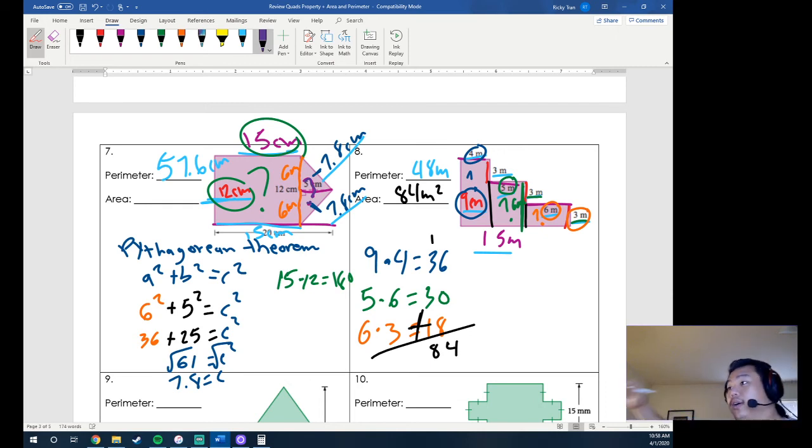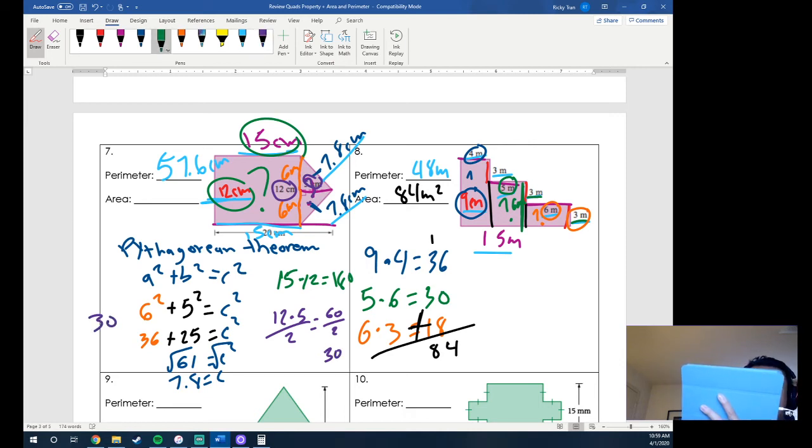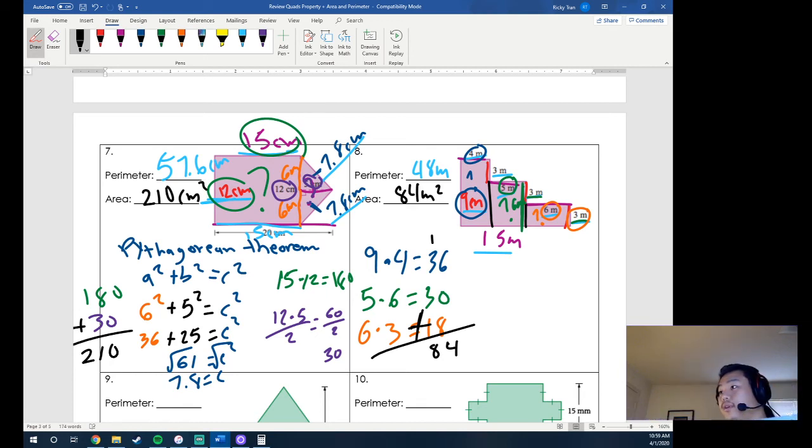Okay, now area of a triangle is 1/2 base times height. The base is 12, the height is 5, so we're just going to take 12 times 5 divided by 2, or 60 divided by 2, or 30. So we're going to take 30 and 180 and add them together, which gives us 210. So this is 210 centimeters squared.